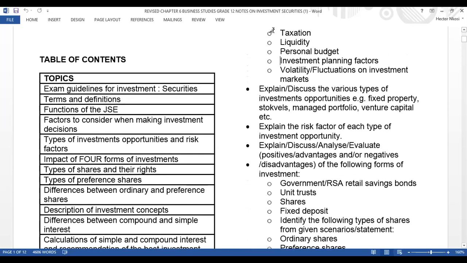Okay, we need to look at the taxation, basically. We need to look at the liquidity, the personal budget, the investment planning factors, the volatility or fluctuations on investment markets. We need to explain or discuss the various types of investment opportunities, like your fixed property, your stock funds, your managed portfolio, your venture capital. We're still going to look at that.